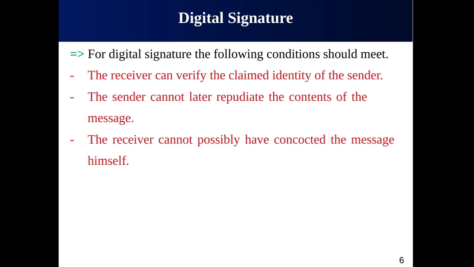Some more points about digital signature are mentioned on this slide. We will discuss this slide in detail when we discuss the properties of digital signature, but they are simple. The receiver must be able to verify the identity of the sender with the help of digital signature. And the second one is that the sender cannot deny that he or she sent the message, and also the receiver cannot possibly have concocted the message himself. We will see this property in the digital signature properties when we study it there.